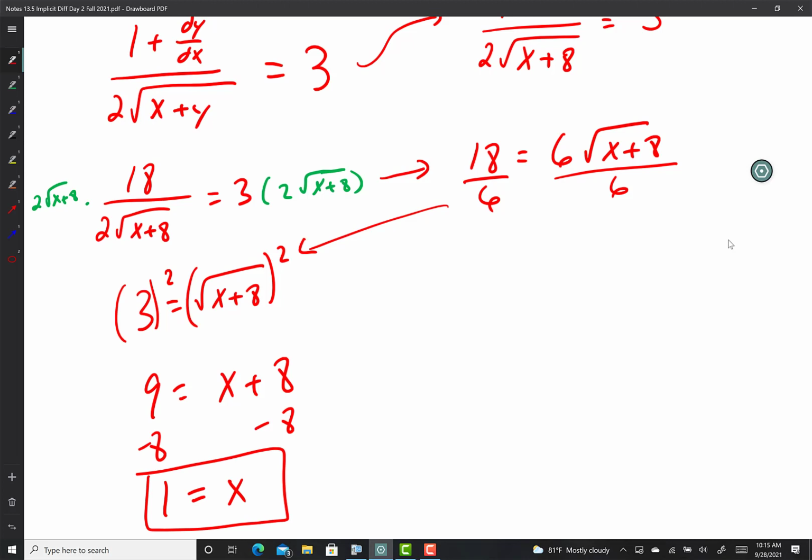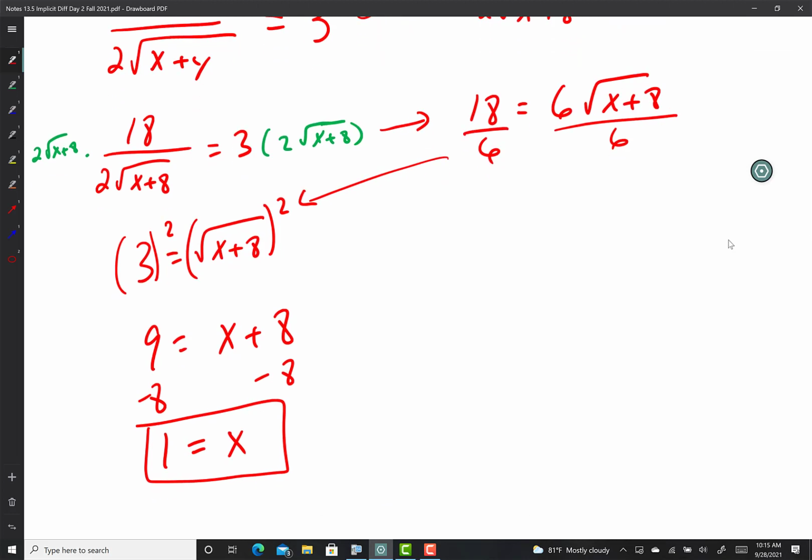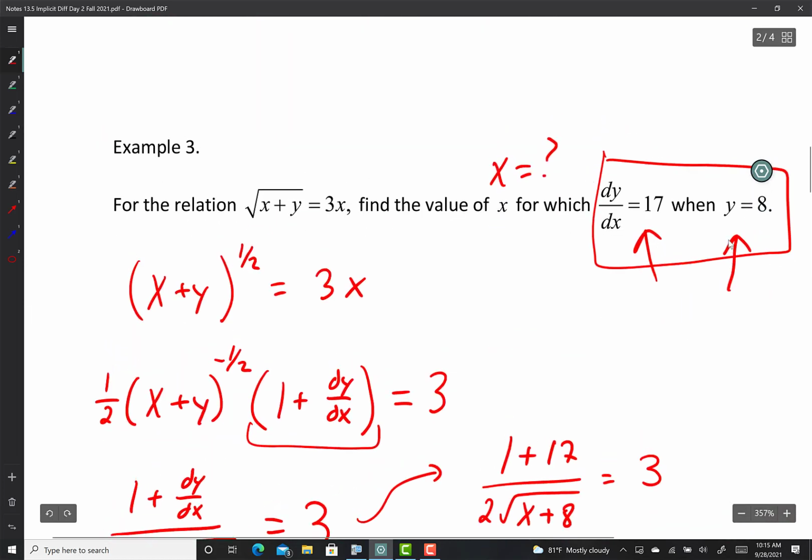And we got it. When they first gave you the dy/dx value and the y value, you can't just plug the y value into your original equation the first time. You couldn't have plugged in 1 into the original, because they want to know when dy/dx is 17, unless it's just that one number. Let's see, would it have worked? 8 plus, nope, it would not have worked.